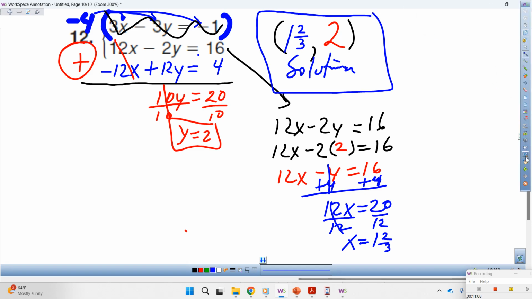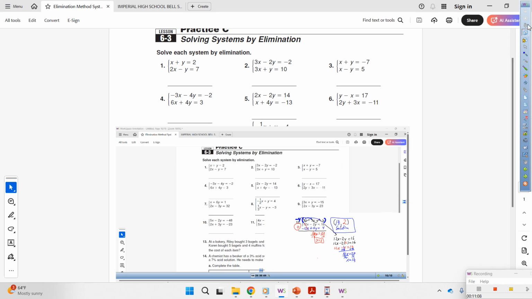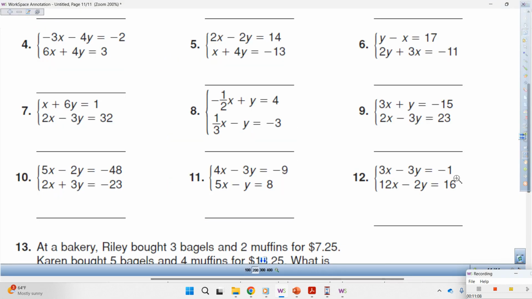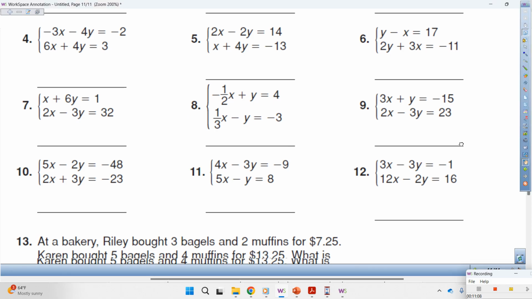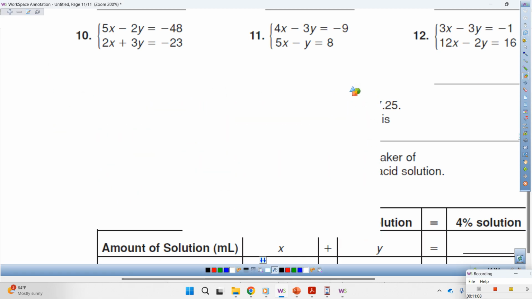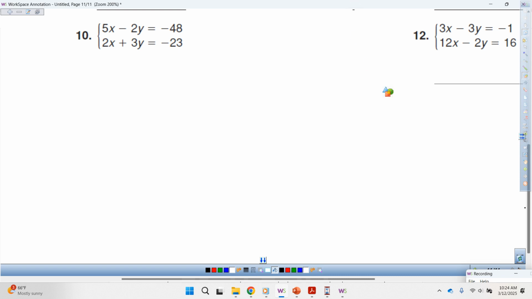All right. Any other? Ten. Okay. Go over number 10. Copy number 10, please, on your paper. 5x minus 2y equals negative 48, and 2x plus 3y equals negative 23.